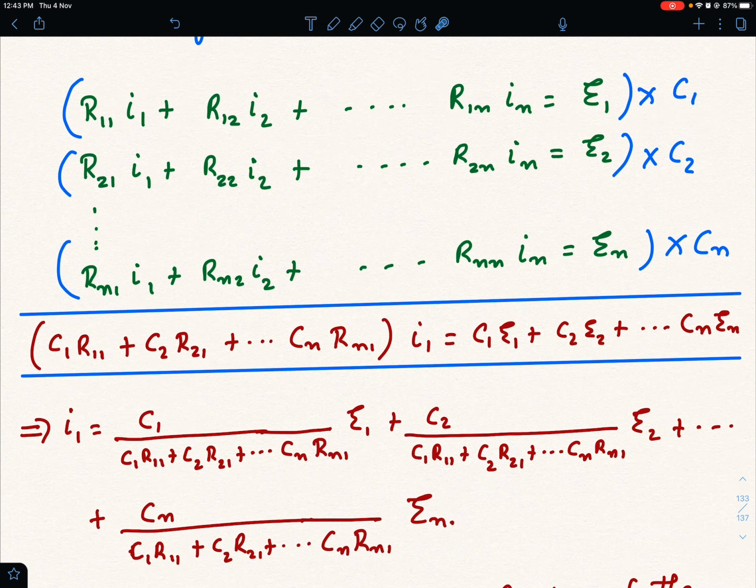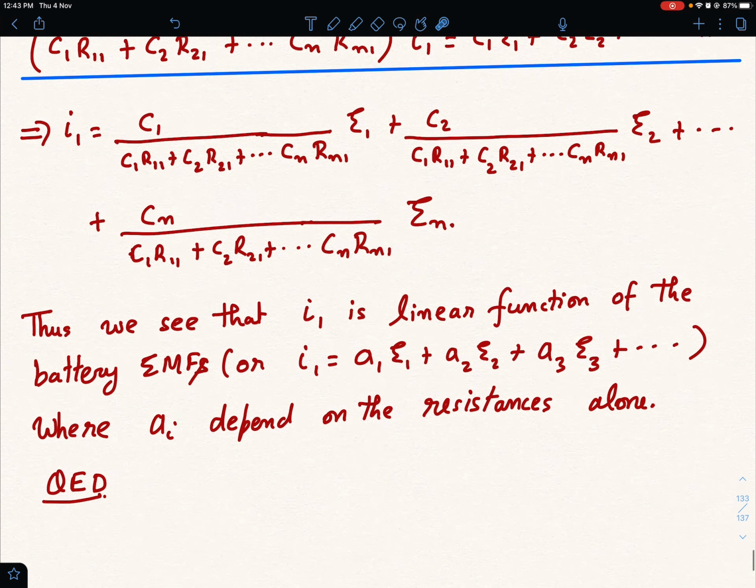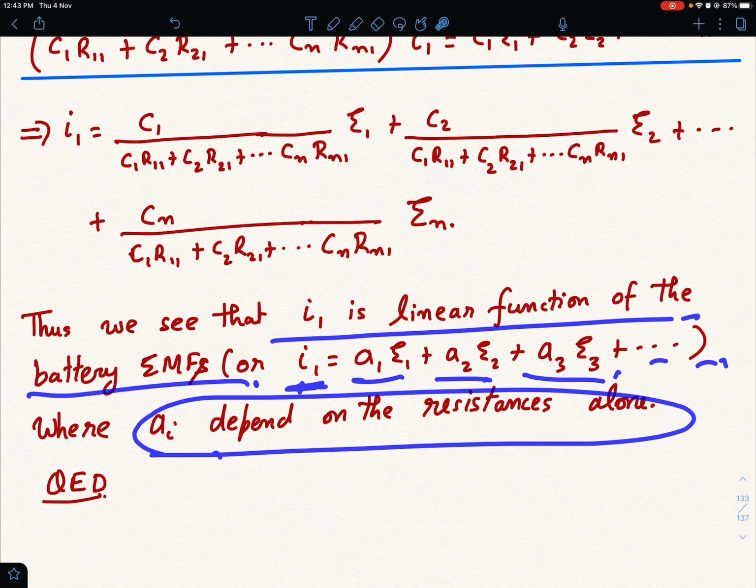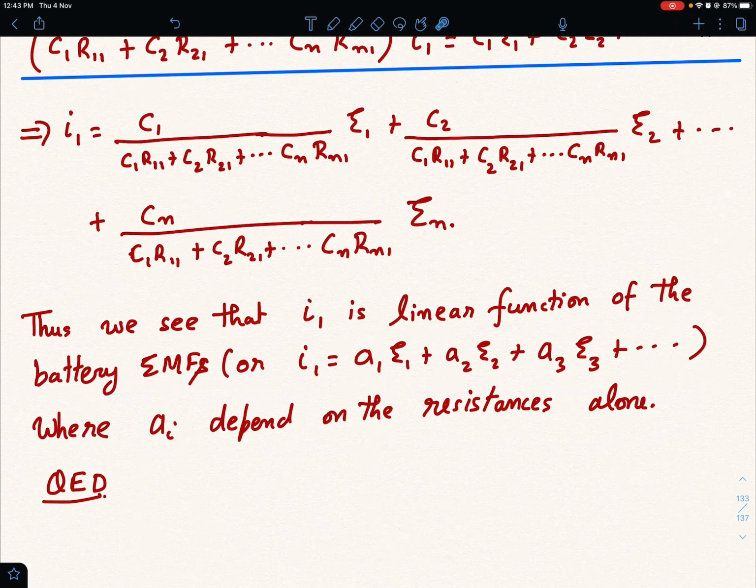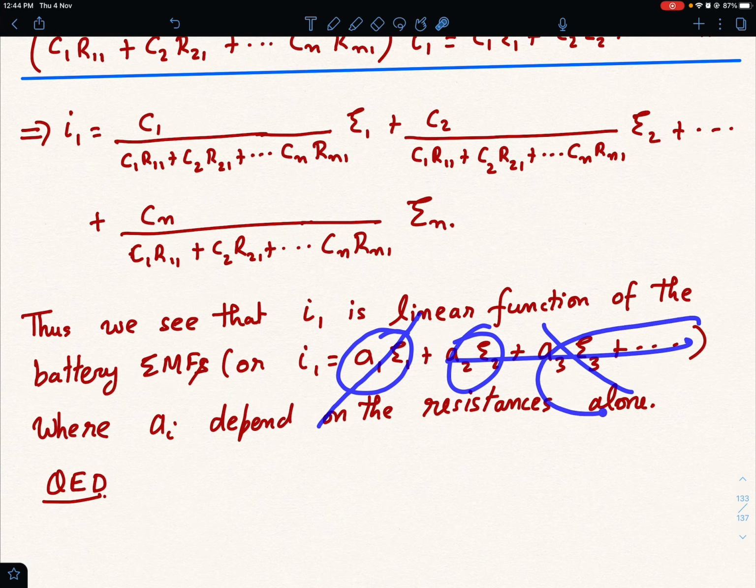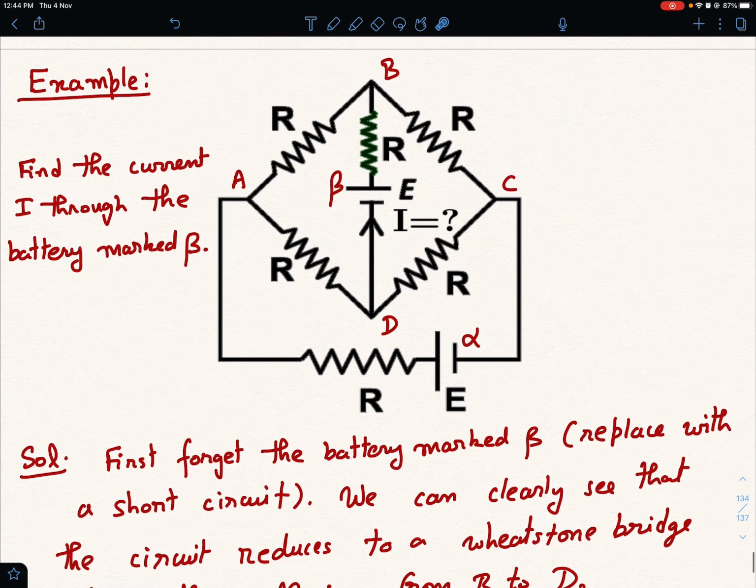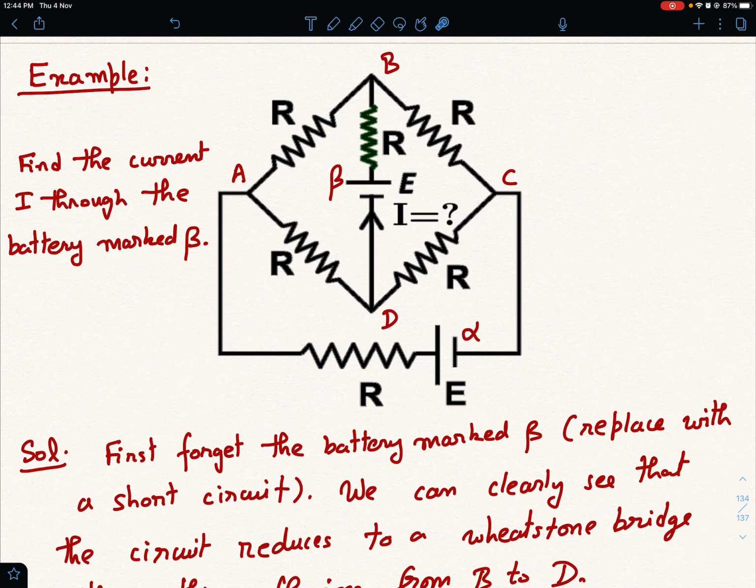And now you can clearly see that current I1 is a linear combination of all the EMFs. Once again, there are no product terms like E1 E2 or square terms, E1 square, E2 square, 2 E1 E2, something like that is not there, okay. So thus we see that I1 is a linear function of battery EMFs. And what is this form? This is A1 times E1 plus A2 times E2 plus A3 times E3, where the Ai depend on the resistances alone. And this is what I wanted to prove. So for getting this term, I can put all these terms to 0, and for getting the second term, I can put this and other terms to 0 and so on, and add them up, okay.